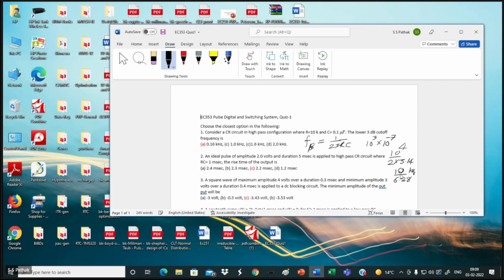10 by 6.28, it should be 1 point something. I think it was not 0.16, it should be 1.6 in that case. Sorry, that answer was not correct then. 1 by twice pi RC. Your R is 10K, sorry, 10 to the power 4. C is 10 to the minus 7. This becomes 10 to the power 3. That means equal to 0.16. Yes, correct. 0.16 kilohertz.